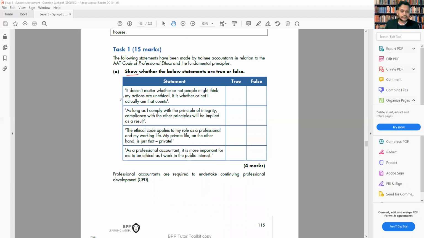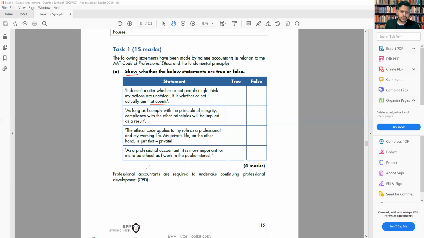Let's read this one. The first one says, it doesn't matter whether or not people might think my actions are unethical. It is whether or not I actually am that counts. So the question is saying it doesn't matter what people think, whether I'm ethical or not. The main importance is how I feel, am I ethical or not? Even if outside people feel I'm not ethical, it doesn't matter. Is it true or false?